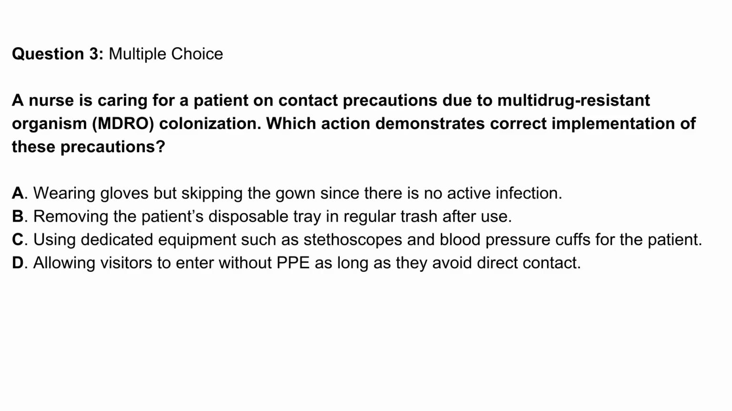Question 3. Multiple choice. A nurse is caring for a patient colonized with a multi-drug resistant organism, MDRO. Which action is correct? A. Wearing gloves but skipping the gown since there is no active infection. B. Disposing of the patient's tray in regular trash. C. Using dedicated equipment like stethoscopes and blood pressure cuffs. D. Allowing visitors without PPE, provided they avoid direct contact.